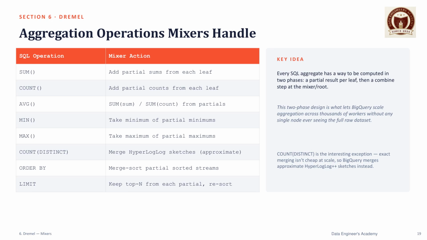Mixers handle various operations. For sum and count, they add partials. For min and max, they find extremes. For count distinct, they use approximate HyperLogLog sketches to merge data efficiently at scale.